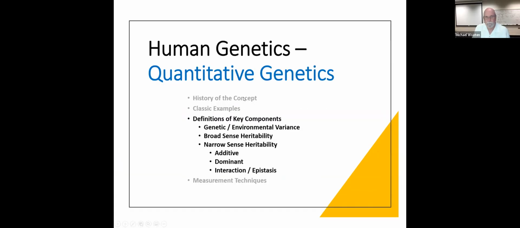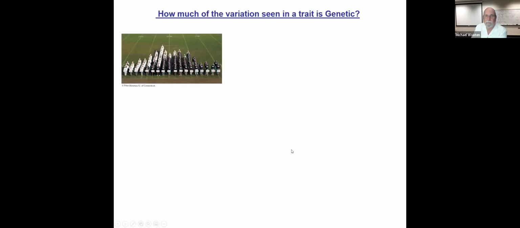All right, so we talked about some of the history examples in the last lecture, about how you might think about polygenic traits and how many loci were involved. So now let's go back and think about these key components that make up the area of quantitative genetics. We'll talk a little bit about variance, and we'll talk a little bit about heritabilities as well. Okay.